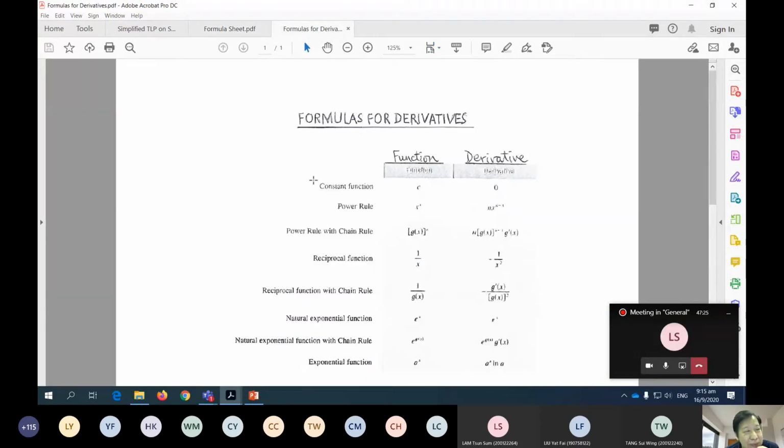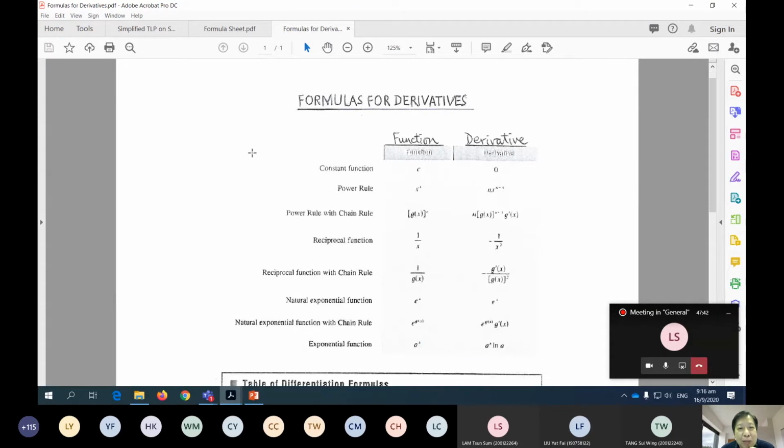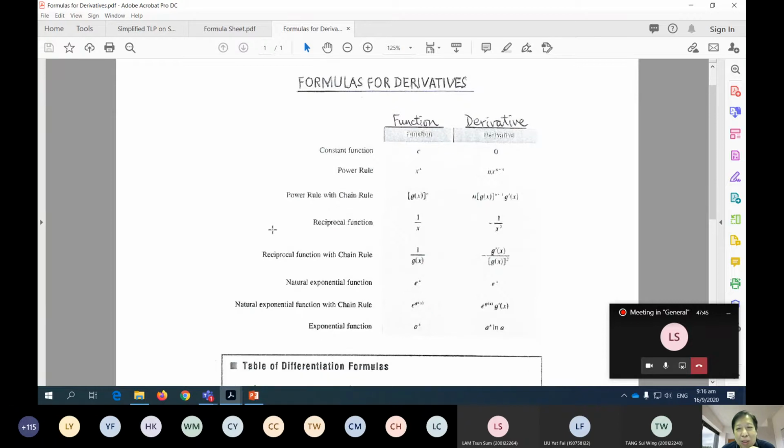Yes, any question? Okay, no. Thank you. I continue. Now, that is another formula. Again, it's shown on the Moodle. Okay, you can find it later in your Moodle. Now, this is the formula for derivative. Okay, just try to compare some of the equations.